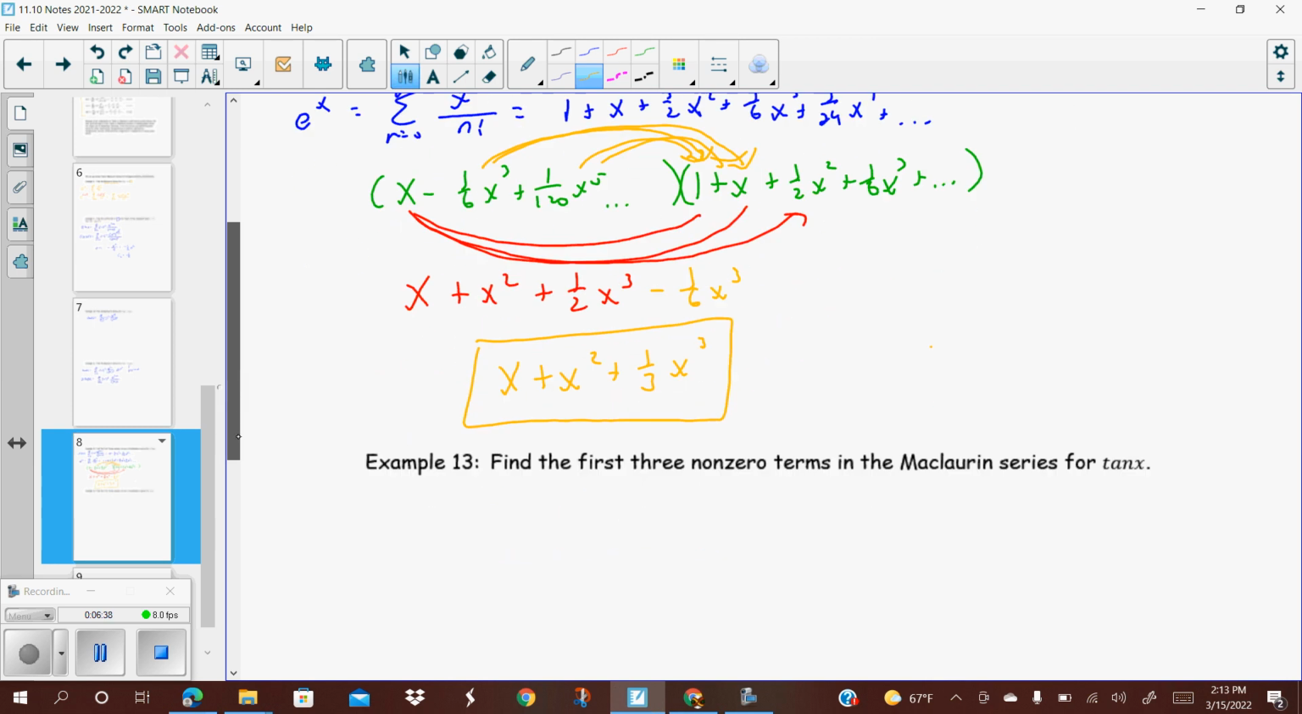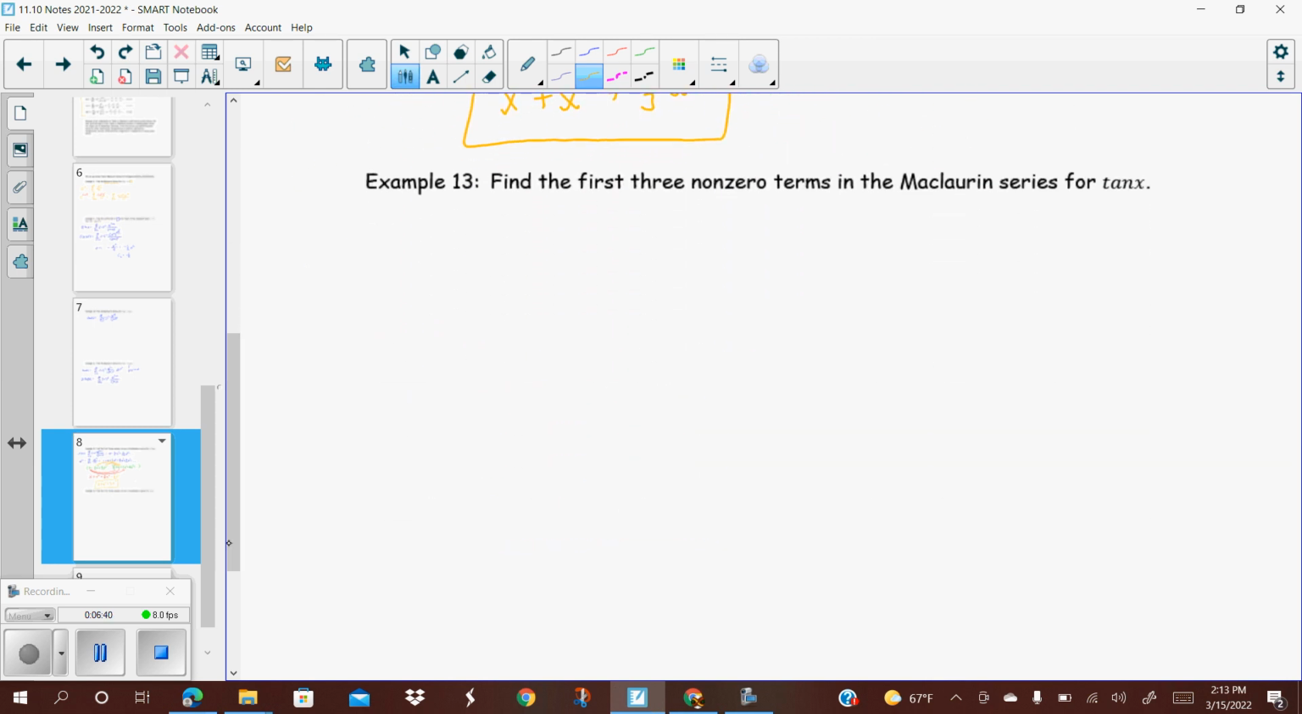Okay, number 13. Find the first three non-zero terms in the Maclaurin series for tangent of x. Once again, you could try to develop this by taking derivatives. The derivative of tangent of x is secant squared. When you take the derivative of that, it's going to be a bit of a chain rule. When you start taking the derivative of those, you're going to have product rules and all kinds of messy stuff. So it's going to be very difficult to do.